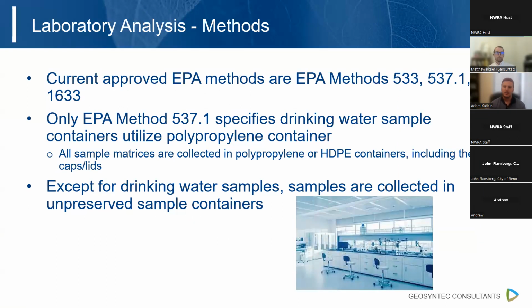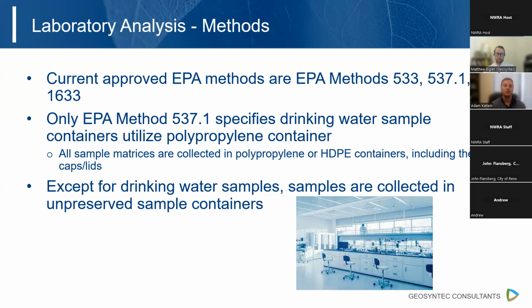In terms of laboratory analysis methods, the current approved EPA methods are EPA methods 533, 537.1, and 1633. There are also a couple of matrix-specific analytes out there for certain PFAS compounds, but these are the main three. So they're the ones that I'm just going to focus on for this presentation.